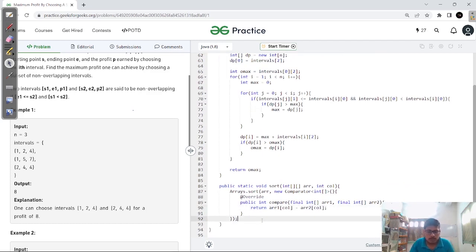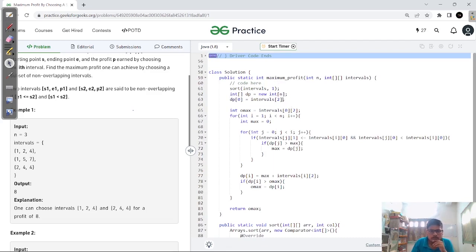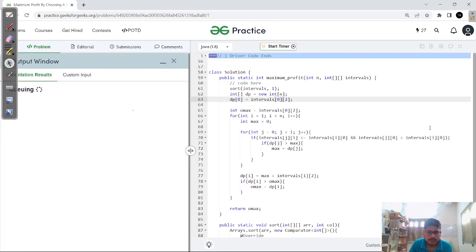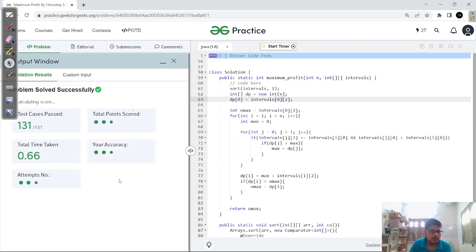Okay, and yeah, so I hope I am done. So I have to add this i equal to 0. All right. So j less than i. Intervals j 1 less equal to intervals i 0. Intervals j 0 less than i 0. So max equal to dp j. Intervals i 2. dp i greater than original max. So it's all right. Let's compile it. See if any error. Yeah, everything is okay. Let's submit it. Yeah, so we got it.